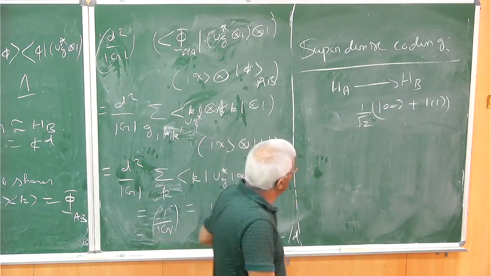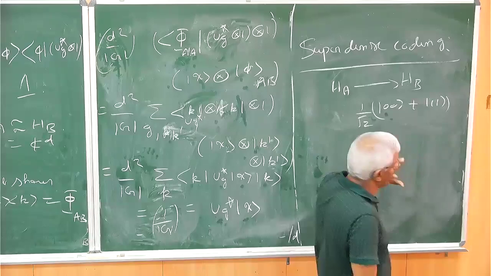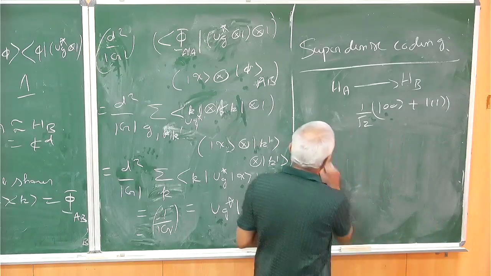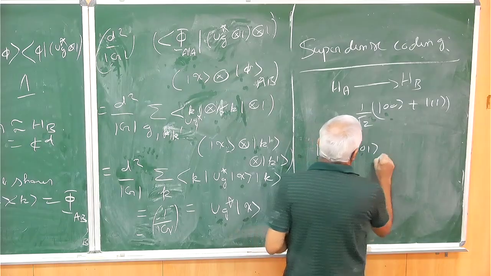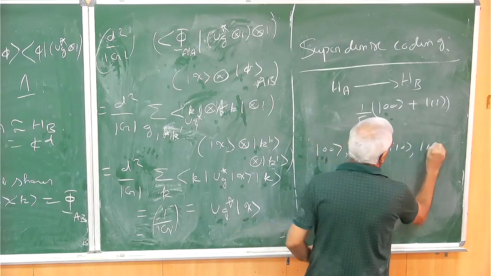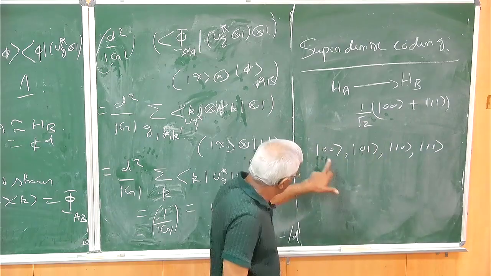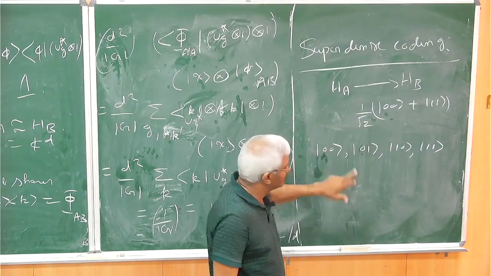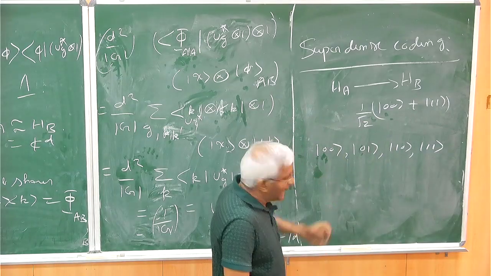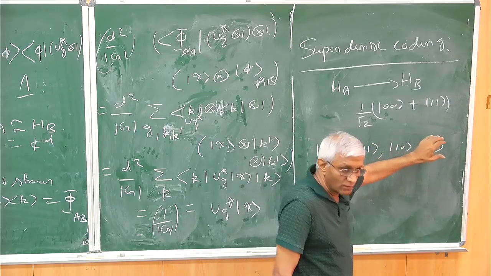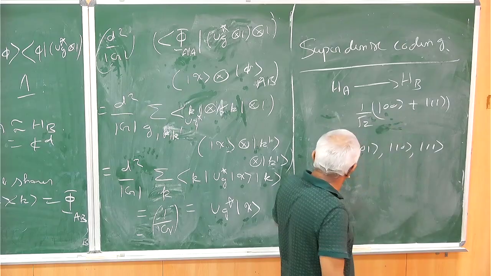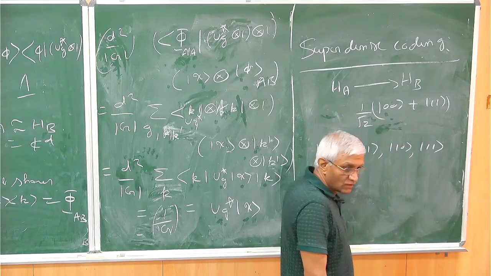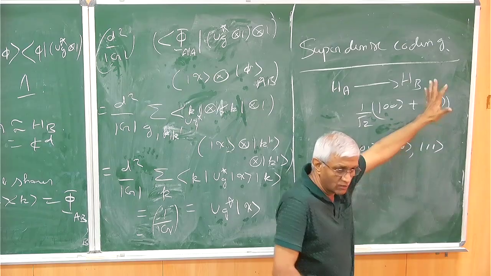She has to send one of four two-bit values: 00, 01, 10, 11. Suppose Alice wants to send 00. She does nothing. Alice has a qubit, Bob has a qubit, and those two qubits are in this state. So if Alice wants to send 00, she does nothing, just sends her qubit.